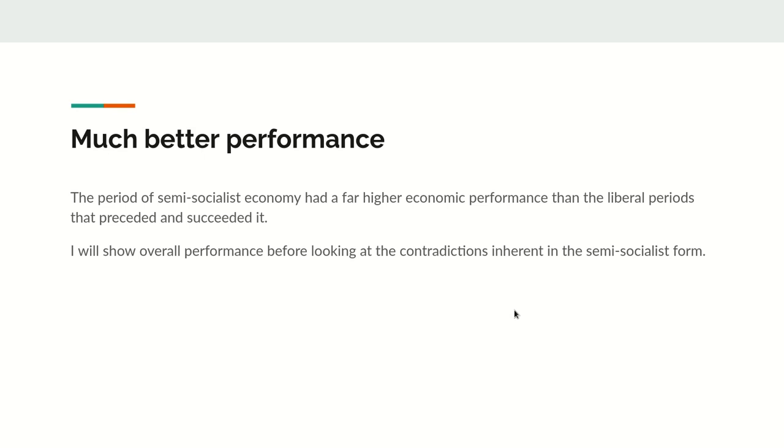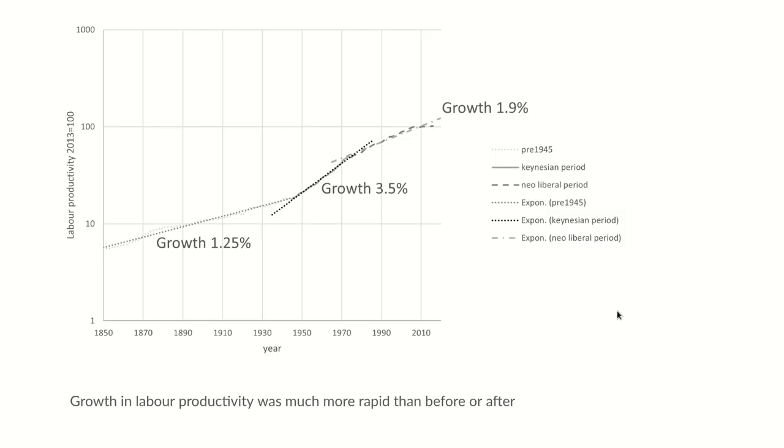But the important thing about this is that this period of mixed economy had a far higher economic performance than the liberal periods which came before it and after it. And I'm going to look at the overall performance before looking at the overall contradictions which were inherent in this semi-socialist form of economy. First point is to say, yes, its performance was good. During the period of the mixed economy, the labour productivity in the economy grew by about 3.5% a year. In the period from 1850 up to then, it had grown on average 1.25%, and in the period since then, it's grown at just under 2%.